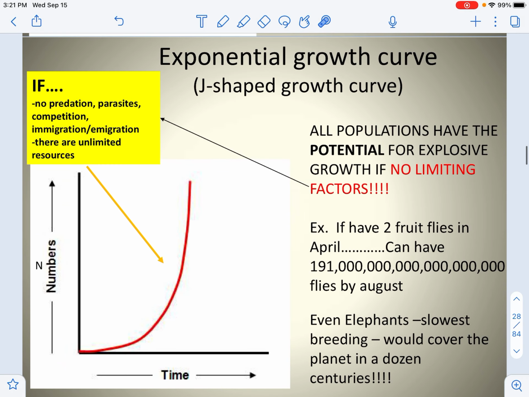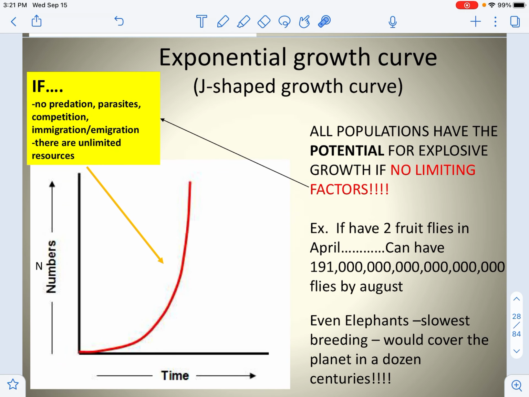All right, so the exponential growth curve, I kind of talked about this already. By the way, this is also called the J-shaped growth curve because it looks like a J. This is what would happen if there were no predators, no parasites, nobody competing, plenty of food, nobody coming in, nobody going out. There are unlimited resources. So this is the hypothetical Shangri-La. But we use it as a baseline.